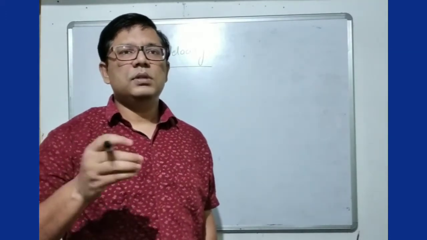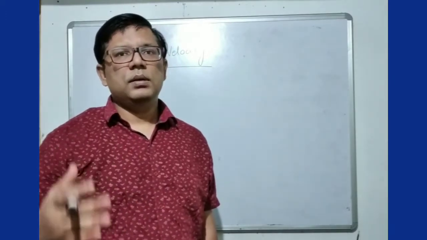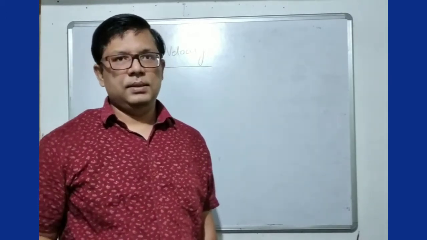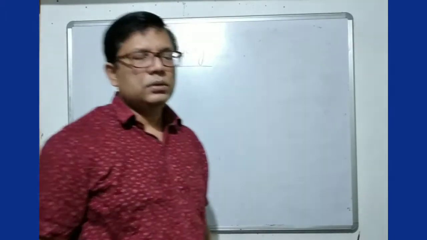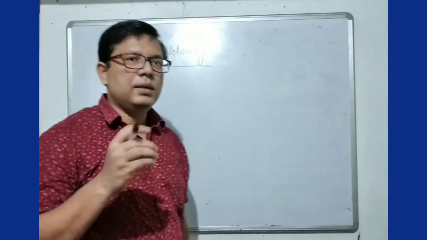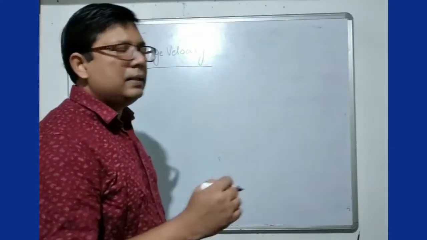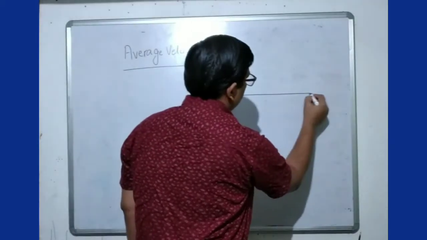Velocity is related to displacement. With time, the displacement of an object changes. So, what is the rate of those changes? That rate is defined by velocity. So, first we will consider average velocity. What is average velocity? Let us consider the motion of an object on a straight line.